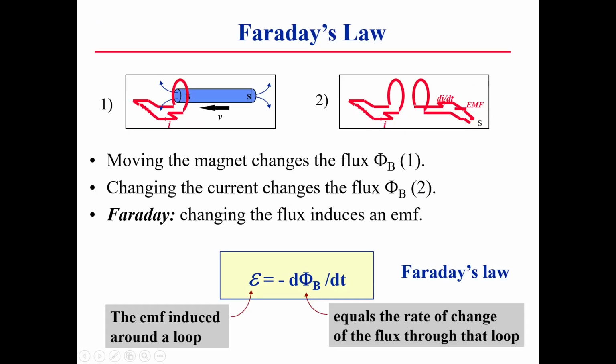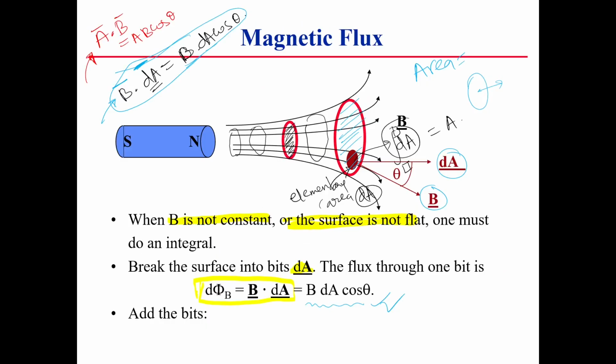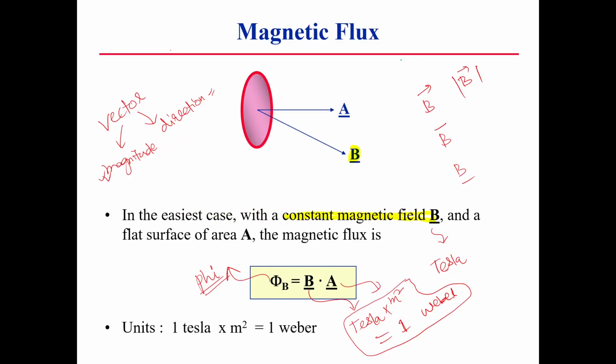So add the bits. Now, as we have already talked about magnetic flux, we have learned it in two cases. In one case, a constant magnetic field B and a flat surface of area A, we simply do B dot A, phi B. And if they are not constant, then phi B is equal to B into dA into cos theta, where theta is the angle between the two vectors B and dA. So did you get a revision of this thing? Yeah, I have just told you.